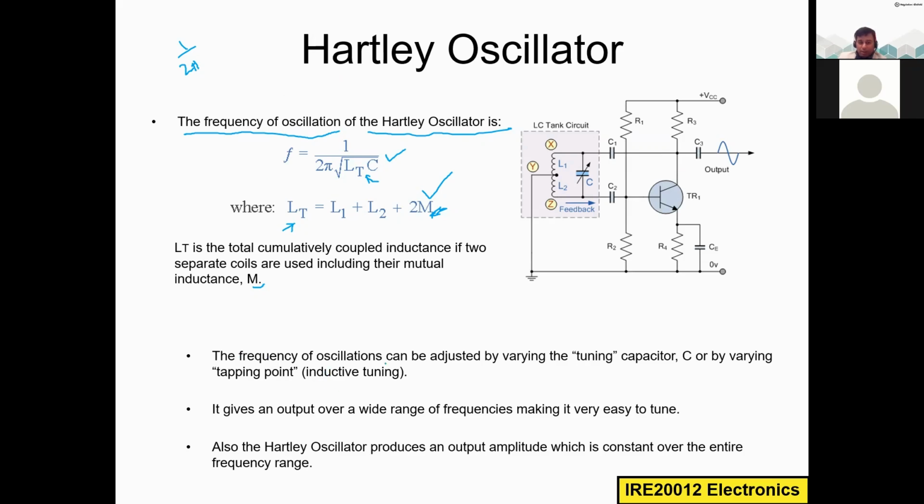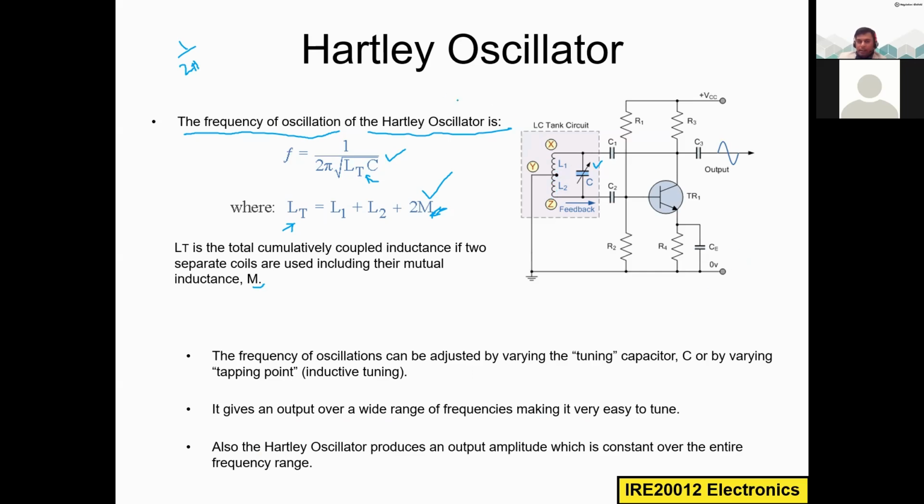The frequency of oscillation can be adjusted by varying the tuning capacitor, the variable capacitor, or by varying the tapping point. So you have two possibilities to change the oscillations. This is the tapped inductor, so I can move the tapping point up and down, either close to the collector or far from the collector. Also, it gives an output over a wide range of frequencies, making it very easy to tune.